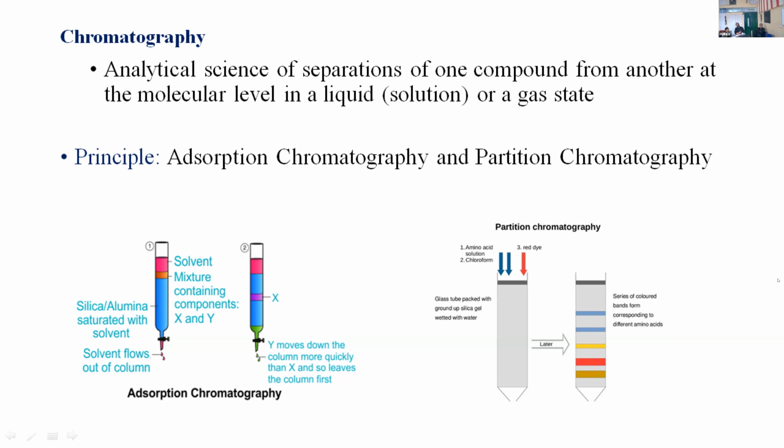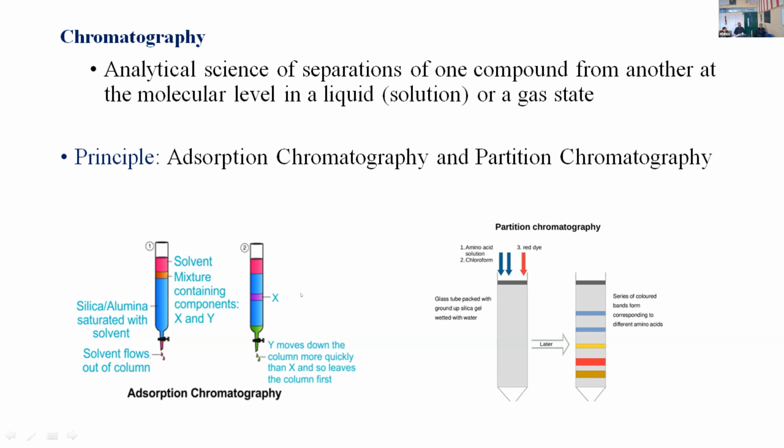Like in the example, there are two compounds X and Y in the solution. X has more affinity with the stationary phase and less affinity with the mobile phase. So it is retained for more time in the column. On the other hand, Y has more affinity with the mobile phase and less affinity with the stationary phase. So it moves faster and comes out first from the column.